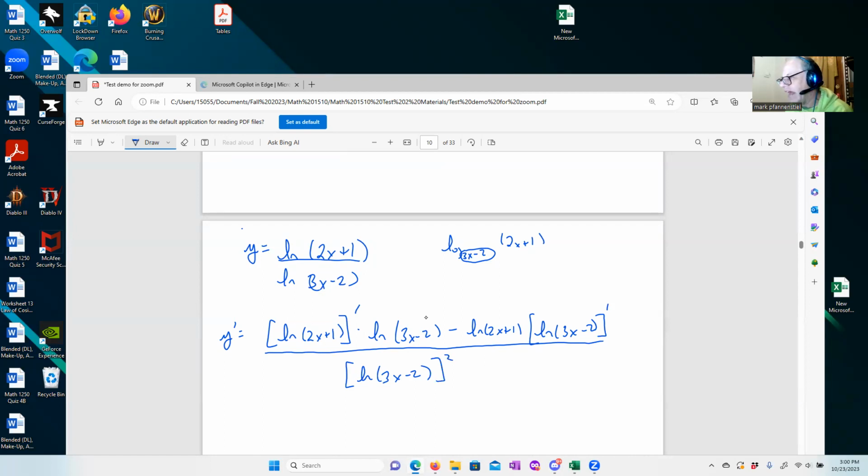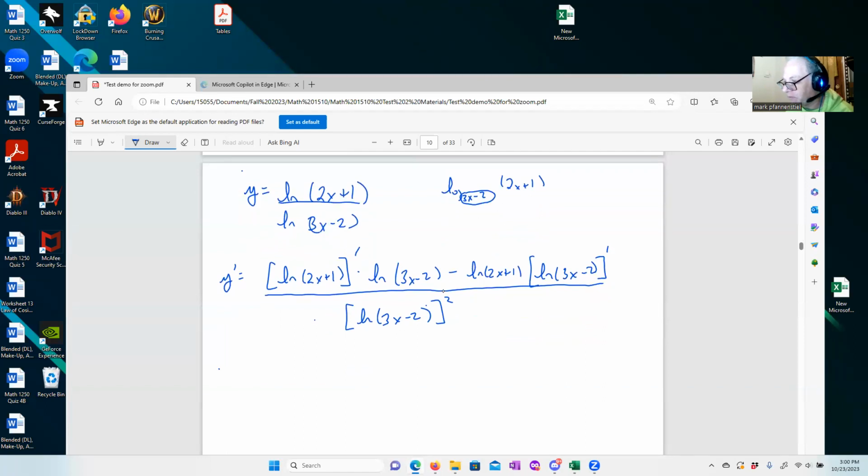Now this 2 is on the outside of the logarithm. This doesn't get to come down in front. Okay, it has to be on the inside in order for it to come down. So on the outside, it doesn't get to do that. That's not a rule. So be careful about that.